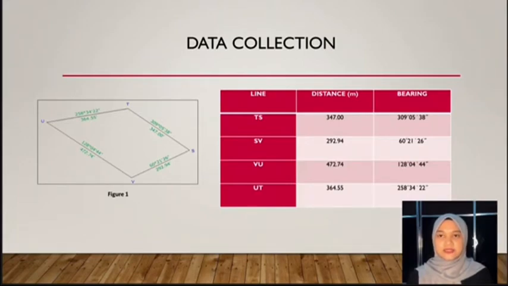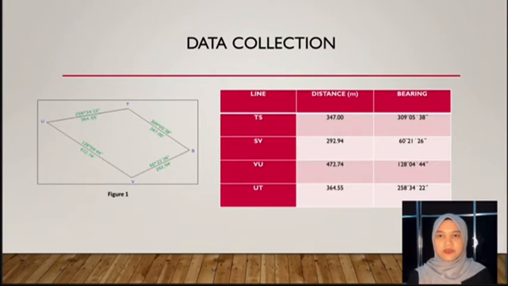Data collection. Based on the data given from figure 1, the distance for line TS is 347 meters and the bearing is 309 degrees, 5 minutes and 38 seconds. For line SV, the distance is 292.94 meters and the bearing is 60 degrees, 21 minutes and 26 seconds.